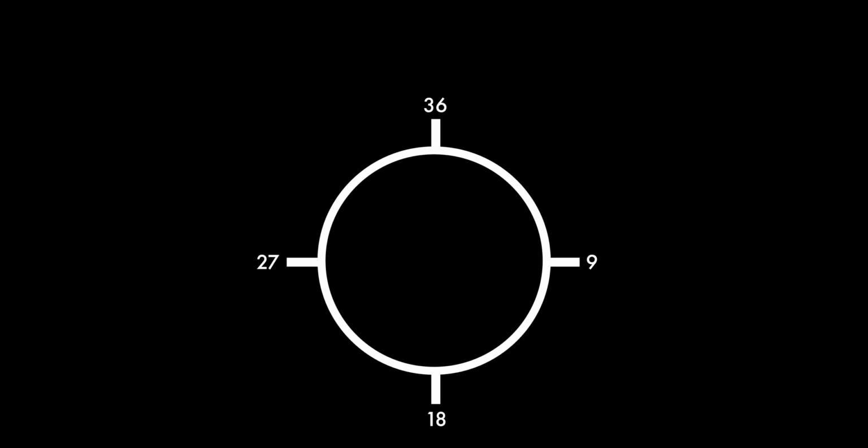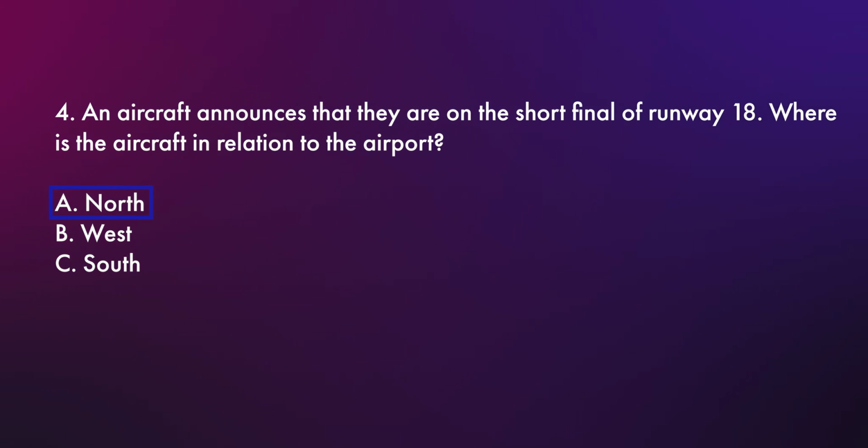The term short final refers to the last part of the final approach to a runway. When an aircraft is on short final for a particular runway, it is aligned with and approaching the end of that runway. This means that they will be north since they are just about to land on runway 18.